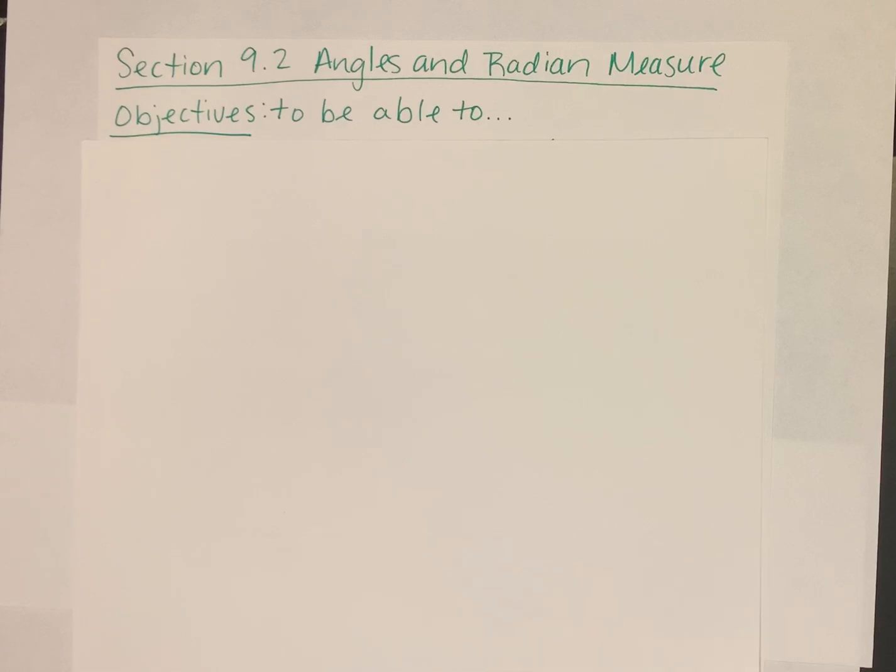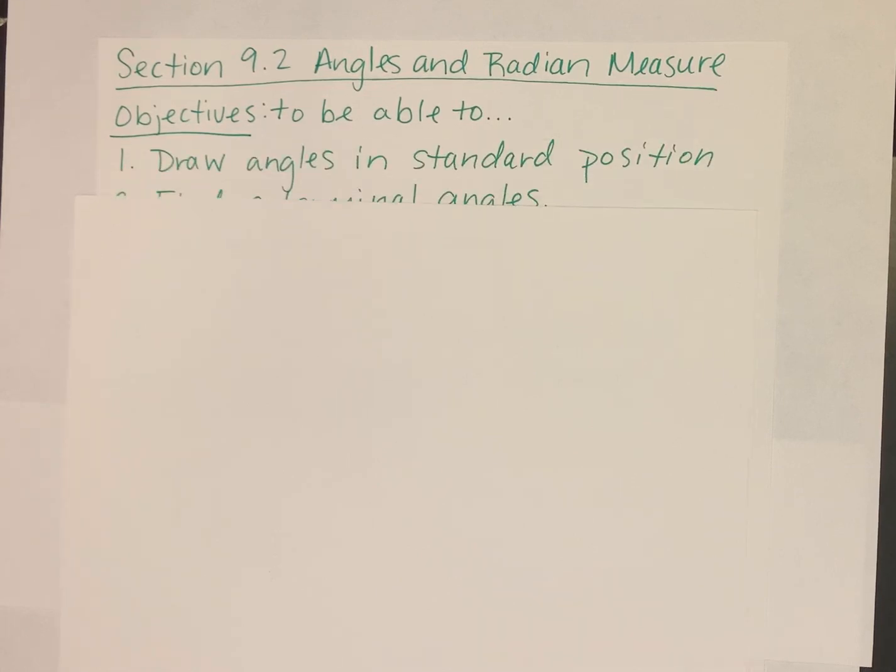So first of all, I want to talk about the objectives of our lesson. So we would like to be able to, number one, draw angles in standard position, two, find coterminal angles, and three, use radian measures.